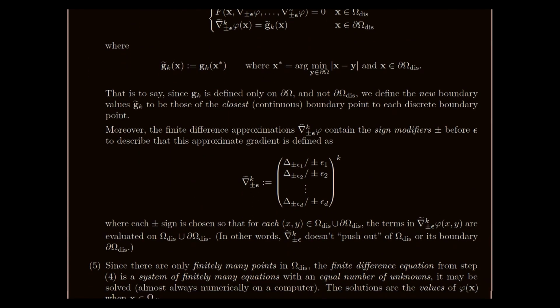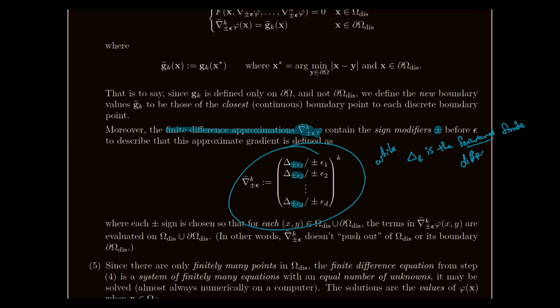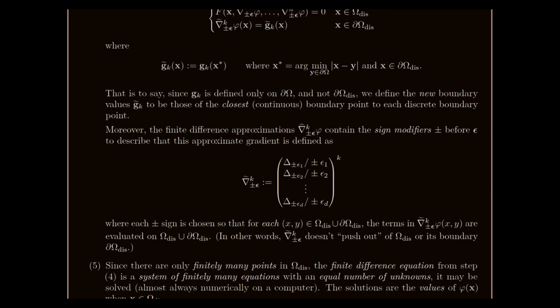Let's scroll down a little bit. So the finite difference approximations, plus minus epsilon, have the sign modifiers, and they're defined as where you put a plus minus before epsilon 1, plus minus before epsilon 2, plus minus before epsilon d. What we want to think is that delta sub epsilon is the forward finite difference operator, delta sub minus epsilon is the backward finite difference operator. And it's sometimes useful to work backwards instead of forwards, and I'll describe why right now.